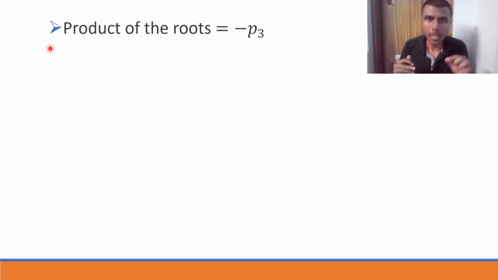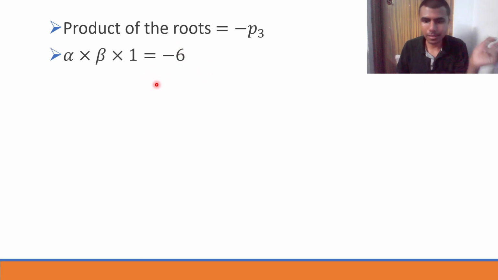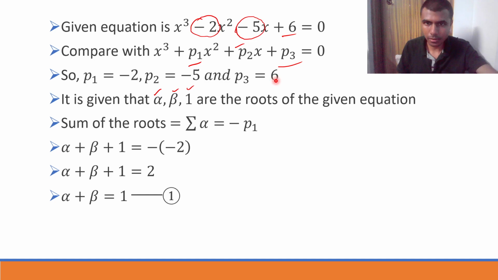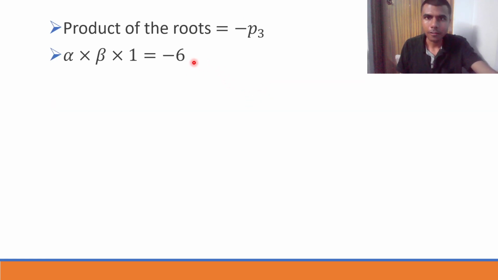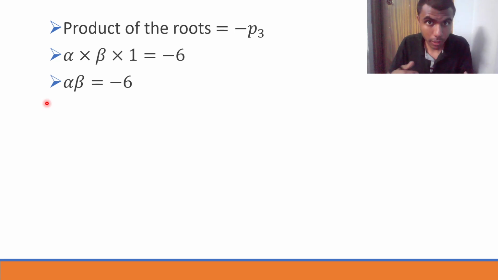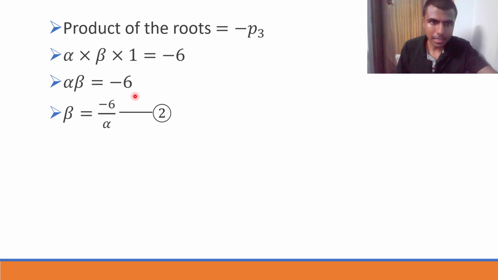Fine. Now what are our roots? Alpha, beta and 1. So the product of the roots is alpha into beta into 1. So alpha into beta into 1 is minus p3. You can just see here, p3 is 6, so minus p3 is minus 6. So alpha beta is nothing but minus 6. I am going to send alpha to the RHS, so beta is equal to minus 6 by alpha. Mark it as equation 2.